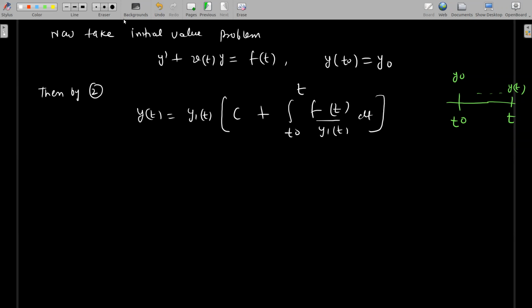Now use the condition at T equals to T naught, we have, so left hand side Y T naught, right hand side Y1 at T naught, then C T naught to T naught integral with same limits.